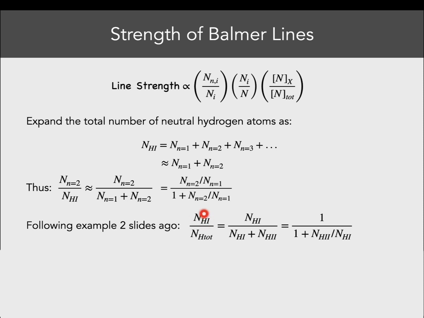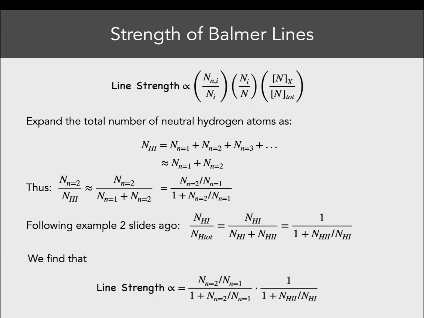So the ratio of neutral hydrogen to the total number of hydrogen that we saw was equal to this. And again, that term in the bottom was given by the Saha equation. So what we want to do is plug this in for that first excitation term, and plug this in for that Saha term right there. When we do that, we find that the line strength should be proportional to this times this function right there.